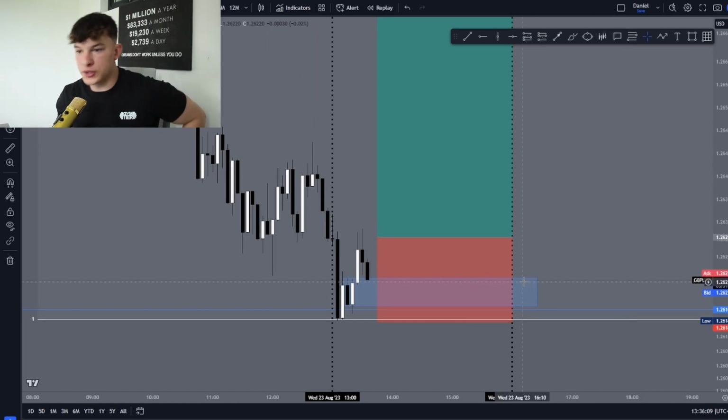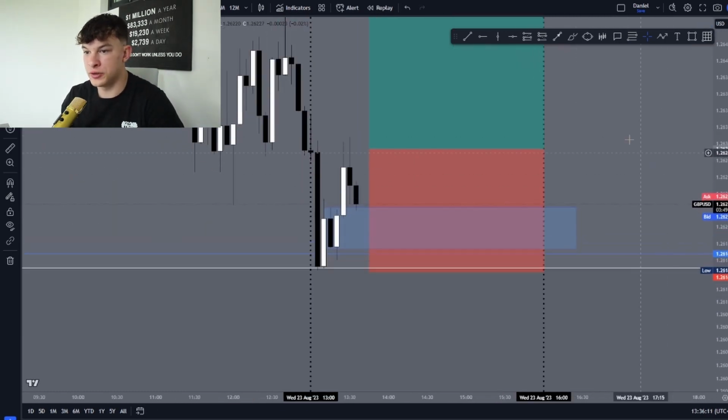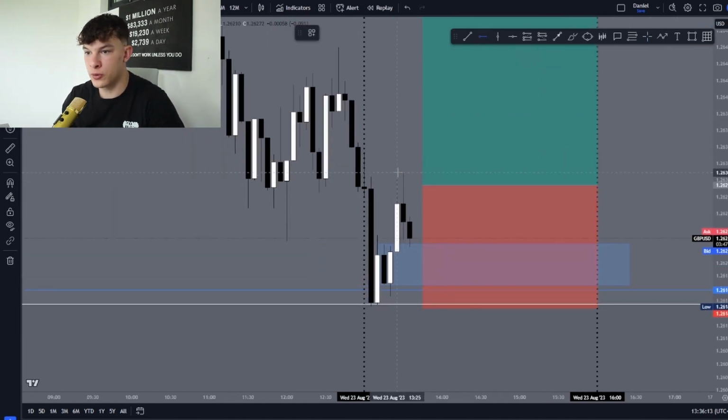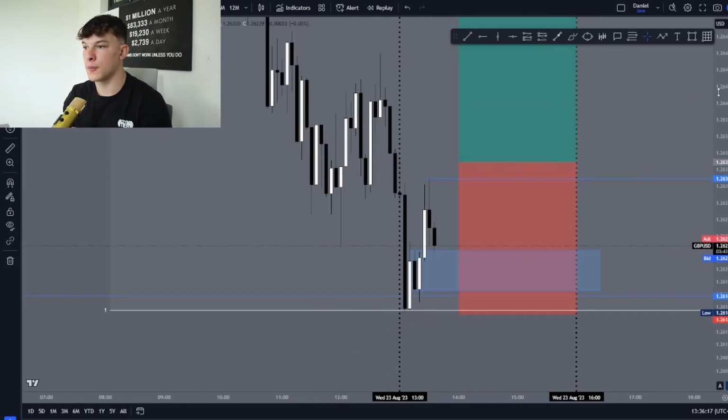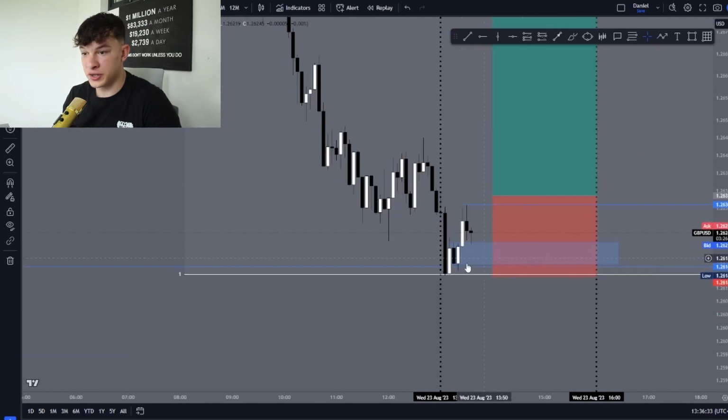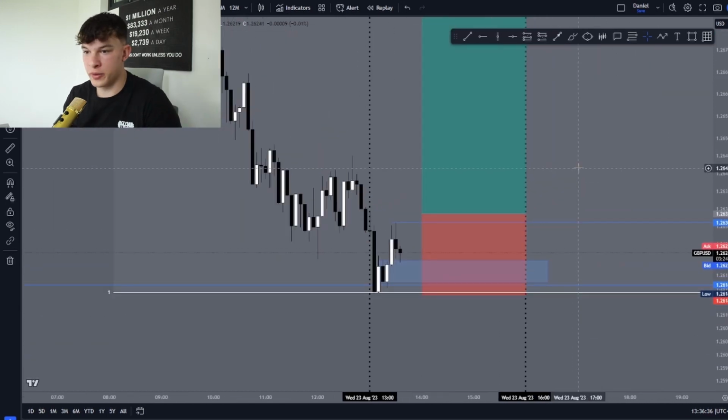Okay, there we go. So we're in the order block now. If we get a rejection and a break of structure, I'm in. Currently, the recent highs are here, so if we close above this level, I will go long. We've got a nice rejection here. Just got to wait for that break of structure.